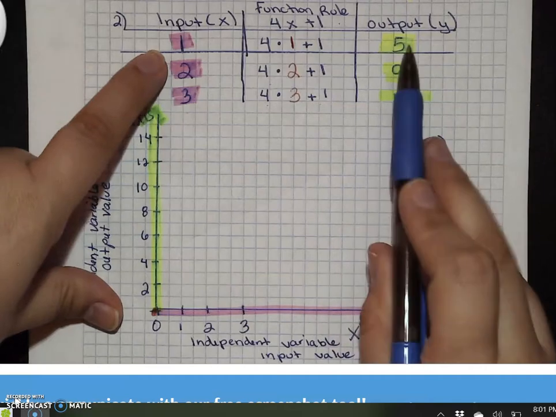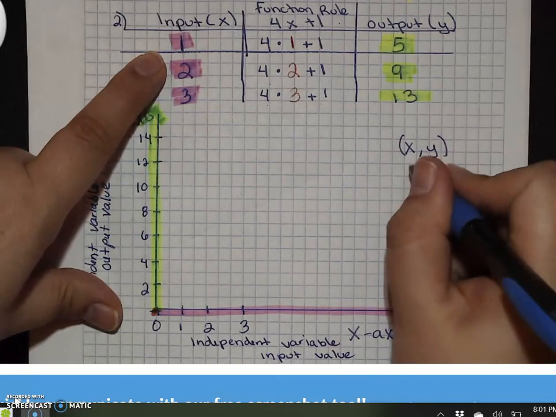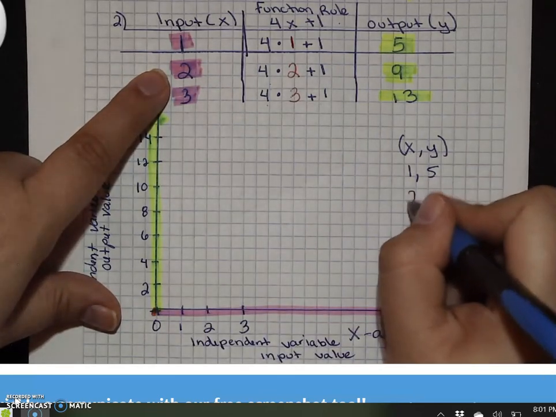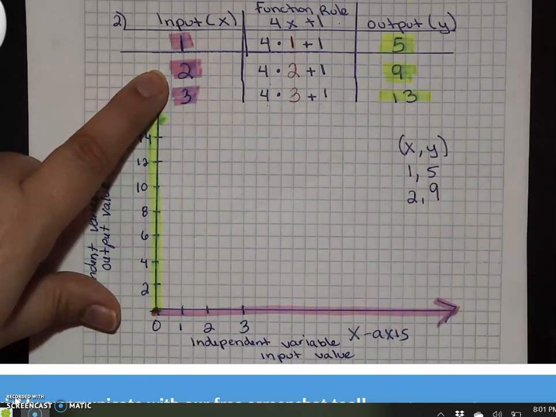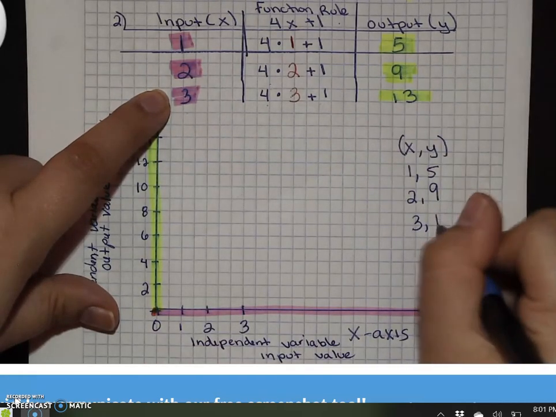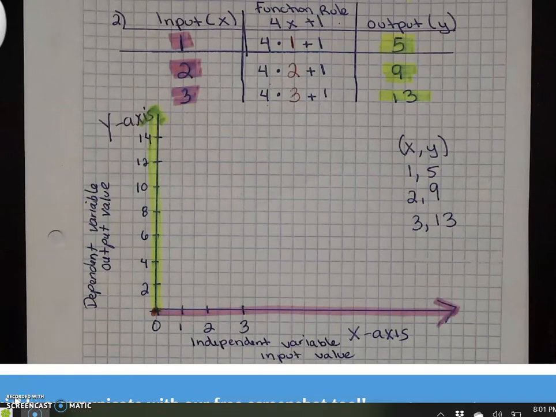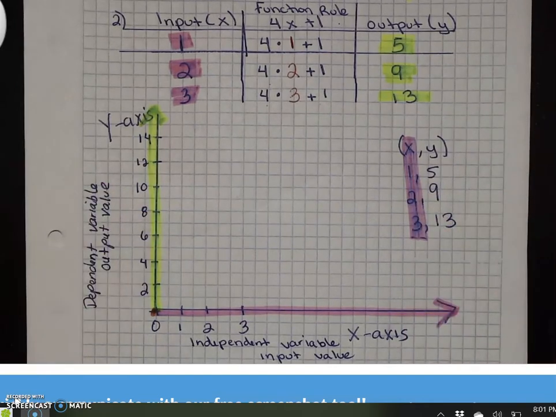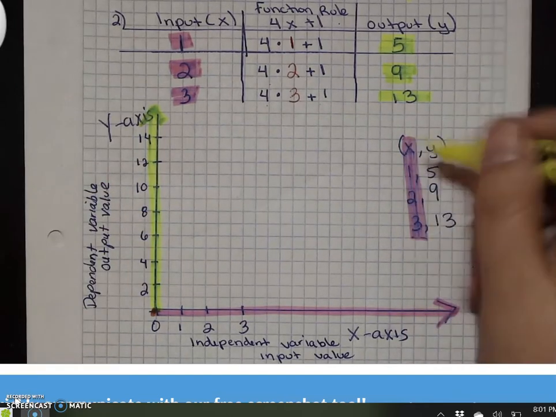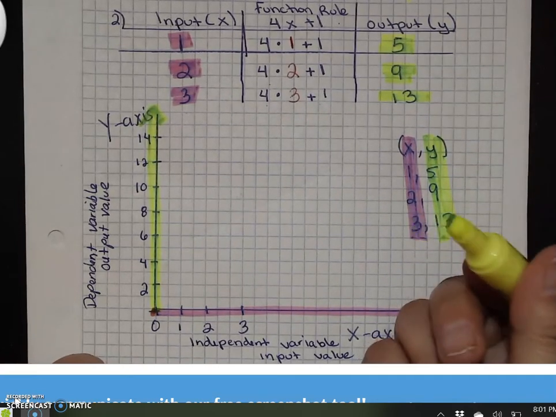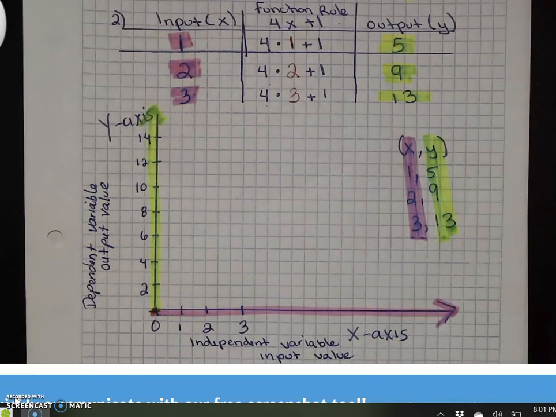My first sets of data is 1 and 5. Then I have 2 and 9. Then I have 3 and 13. If you still need help figuring this out, you could use your colors, highlighters, whatever you have, and get this information so you could just be matching them. I know it looks horrible because it's turning into a different color highlighter. So let's go ahead and match this.